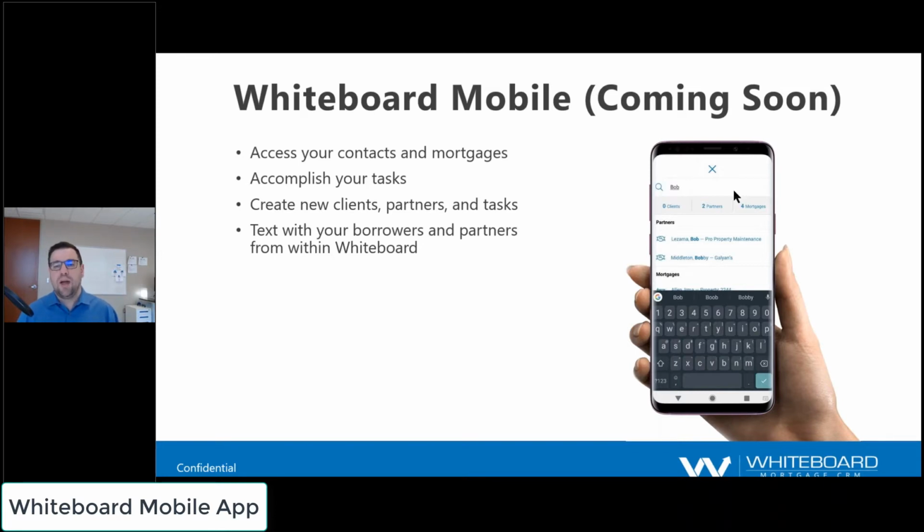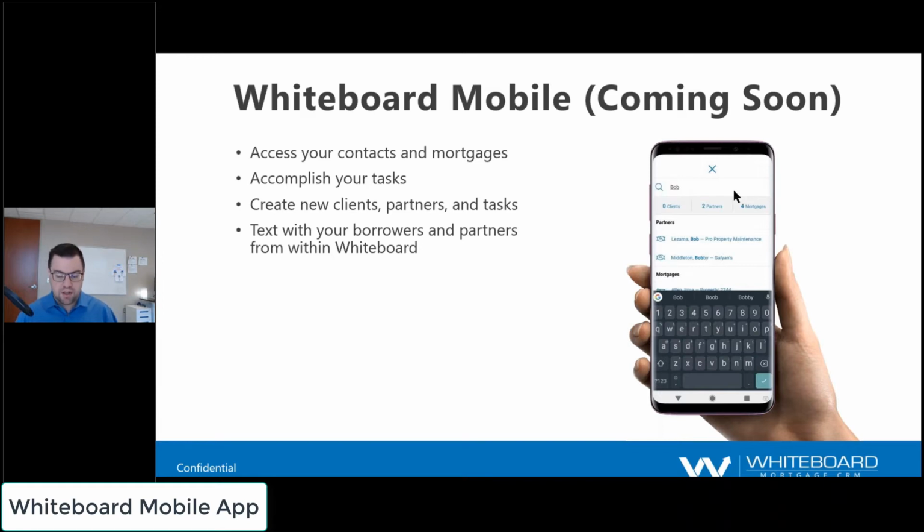Now, what Whiteboard Mobile is going to help you do and not going to help you do, let's talk about that. It's very focused around those 3 keys of daily use, right? Accessing and interacting with your contacts and mortgages. So you'll be able to log in from here and go look up, I don't know, Bobby Middleton, we've got on the screen there, or Bob Lazema, or a mortgage, or a partner, or whatever, with Bob in the title. Works just like the search at the top of Whiteboard.